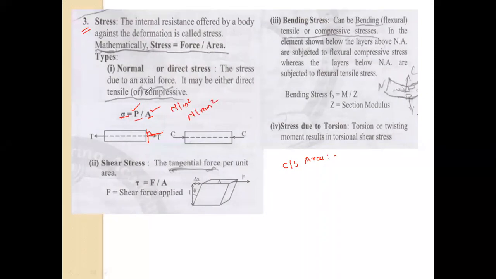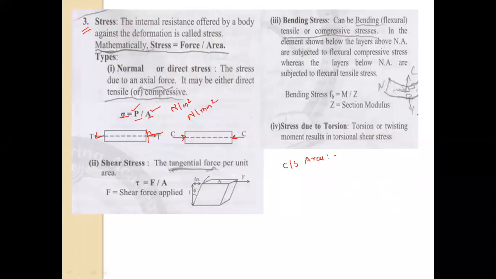Now, types of stresses. The first stress is normal or direct stress. Direct stress means stress due to axial force. Normal or direct stress may be either tensile stress or compressive stress. Here, if two pulls are applied, then this is tensile stress. If two equal and opposite pushes are applied, then this is compressive stress. This is the first type. Then second, shear stress.